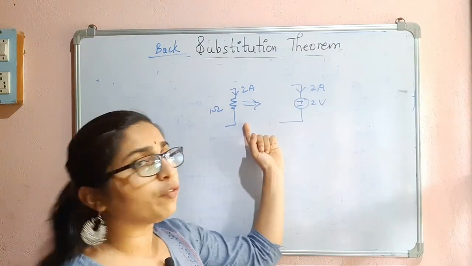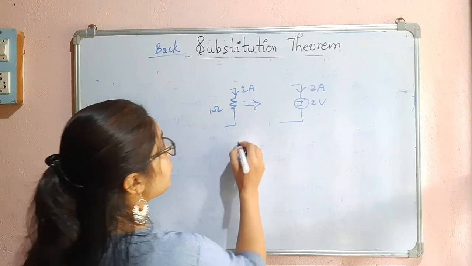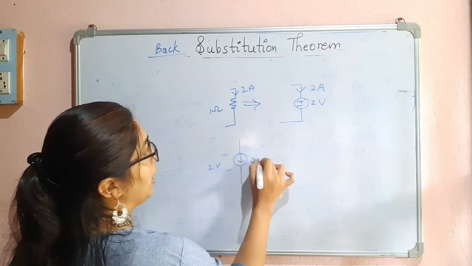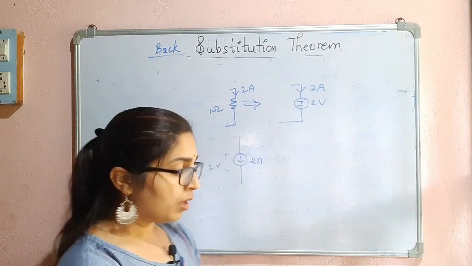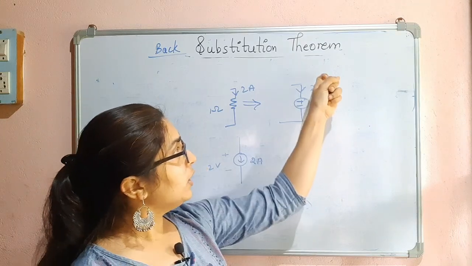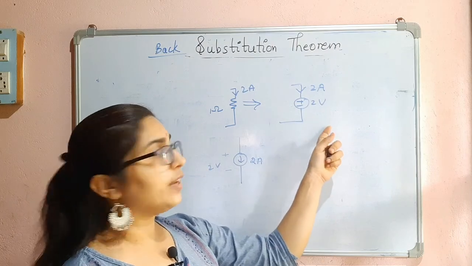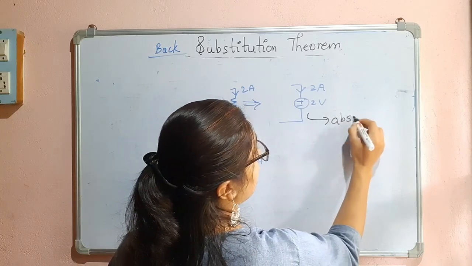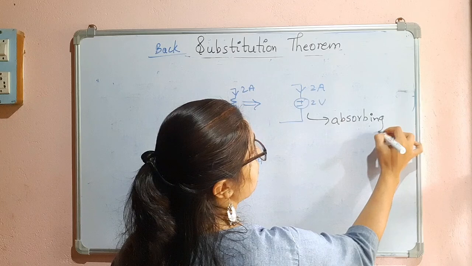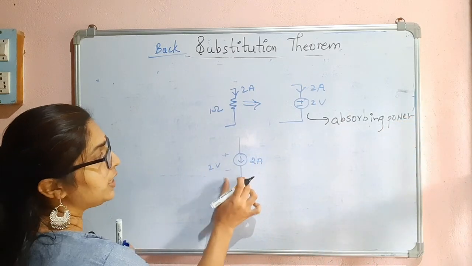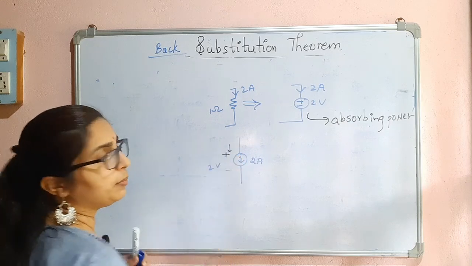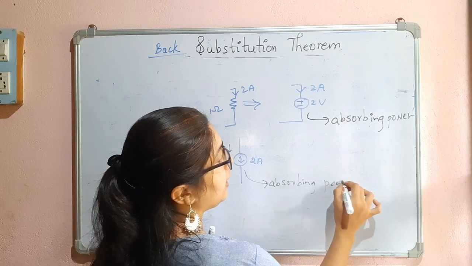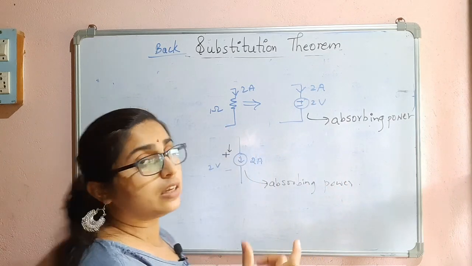So this was the replacement of this particular resistor, and we also replaced this 2 ampere with plus or minus 2 volts, right? This is 2 ampere. I replaced this with the current source also. In this case, you can see that the 2 ampere is entering the voltage source, which means it is absorbing power, because the current is entering the positive terminal. And here the current in the current source is also entering the positive terminal, so the current source is also absorbing power. This is the main thing we have to notice while using the substitution theorem.